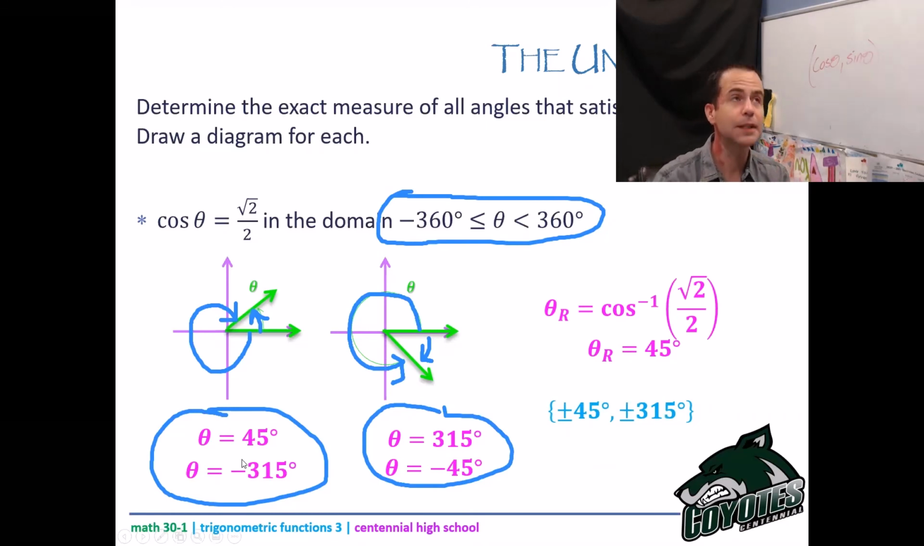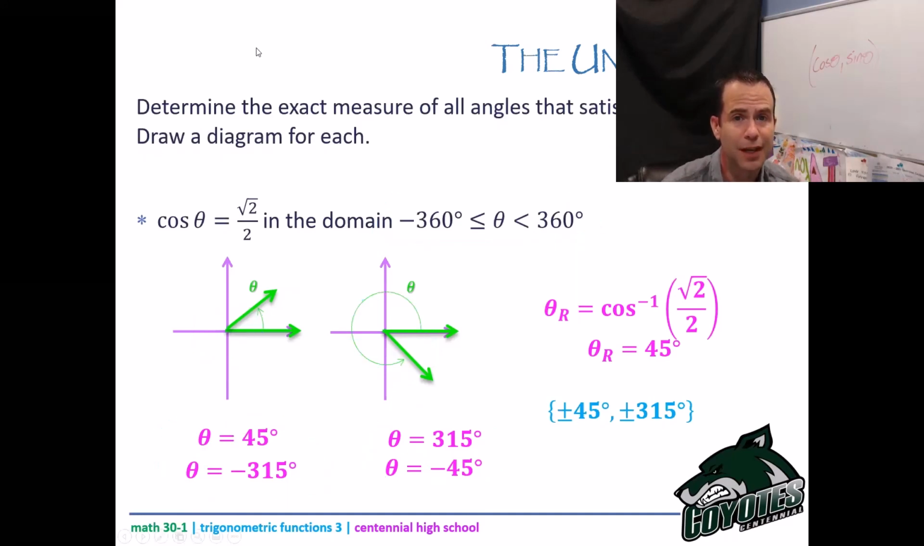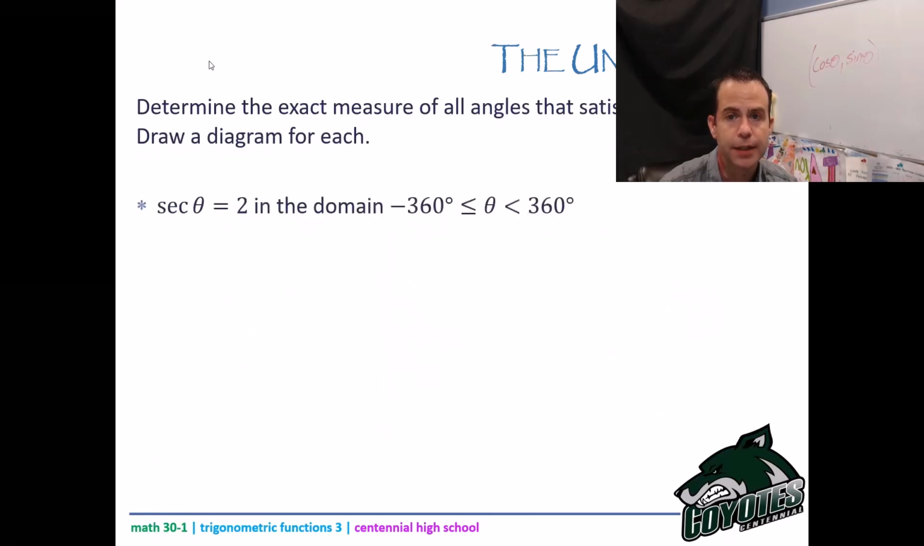So please don't assume that as soon as I allow you to go negative, you just put plus or minus on everything. That's not how it works. You need to map it out to actually see what's going on, okay? Okay, hopefully that's clear. Now let's try secant of theta equals 2.